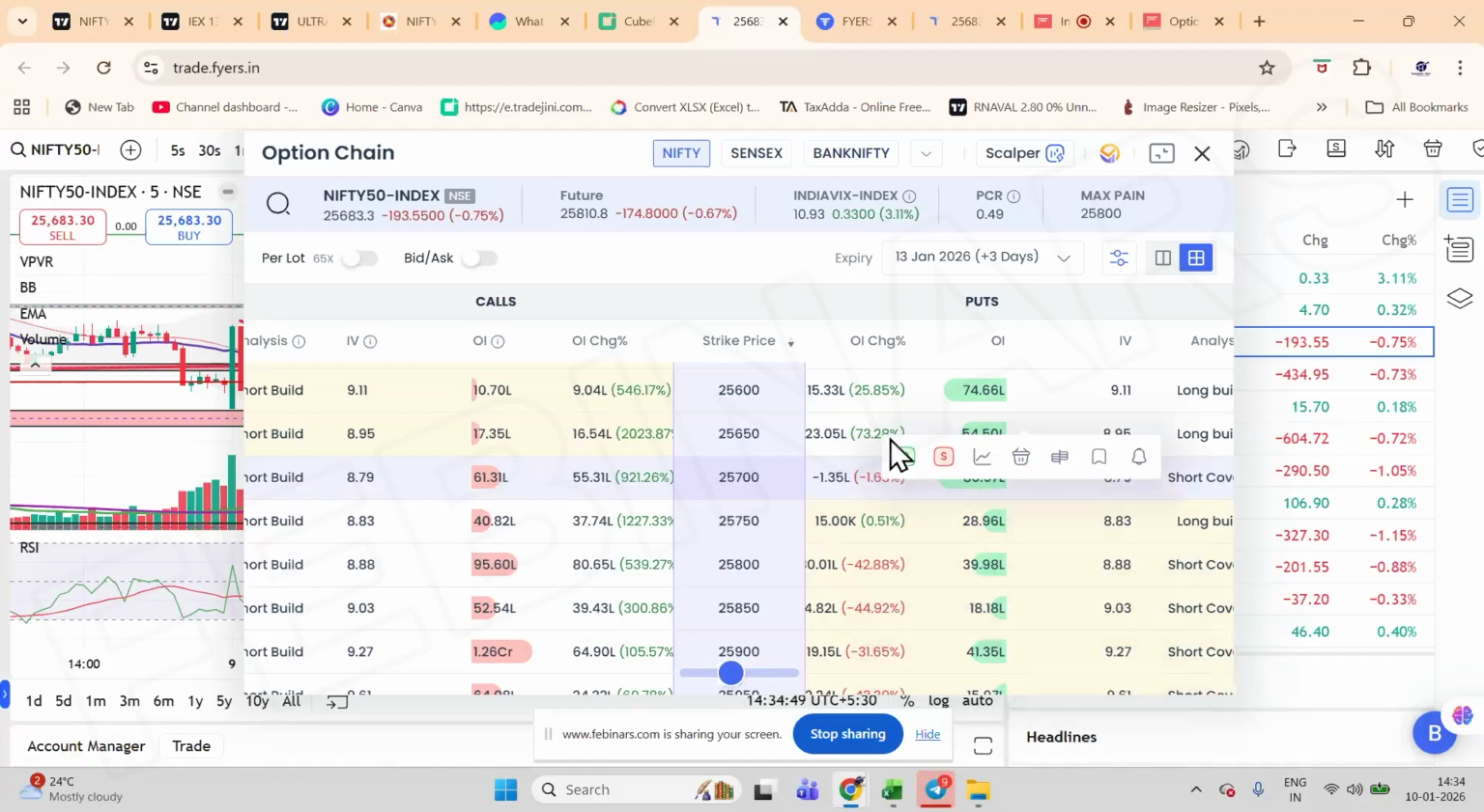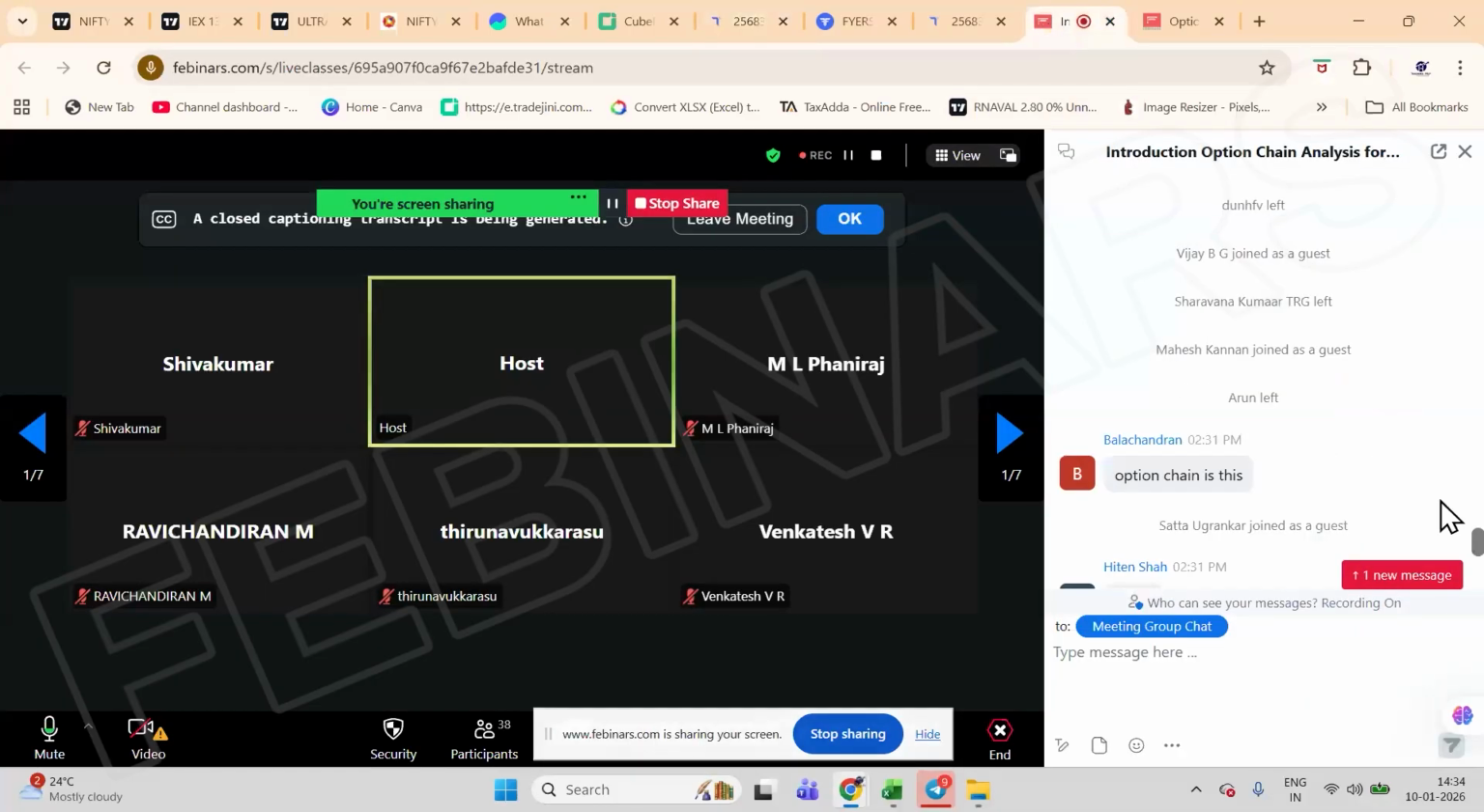Short covering has been seen where there is a negative open interest. The positive change in open interest and negative change in open interest give an idea of what is happening in the open interest and the option chain.